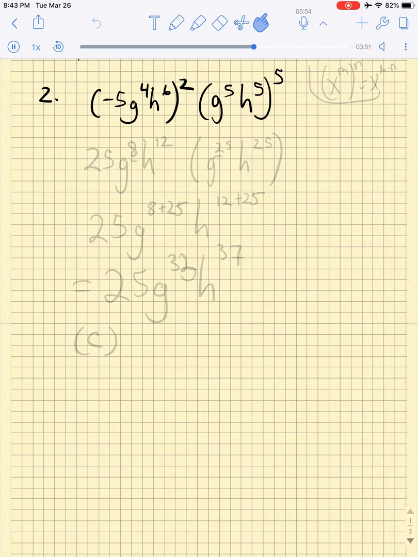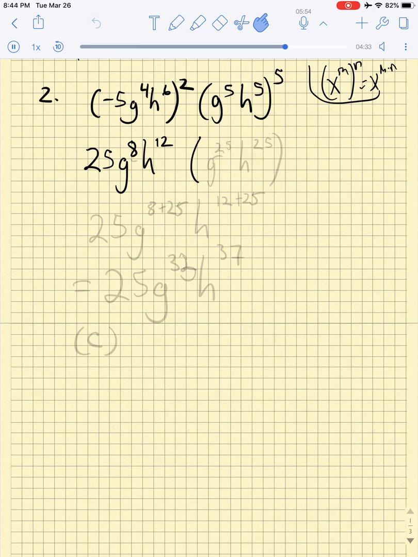Negative 5, the constant in the first term, negative 5, we're going to say negative 5 raised to the second, so that becomes positive 25. G to the fourth raised to the second. As an aside, we're saying x to the m raised to the n is equal to x to the m times n. It's not adding anymore, it's multiplying. So 4 times 2 is 8, so this is g to the 8th. And then now we do the same thing for the h. H to the 6th, but it's raised to the second, so this is h to the 12th.